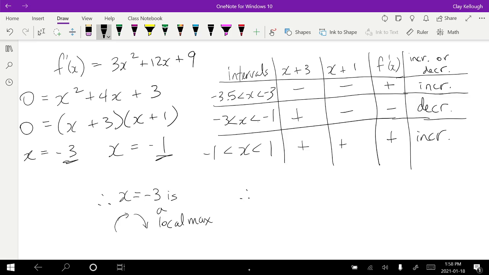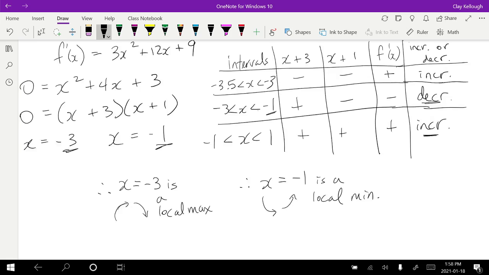And the other thing that we know is that when x is -1, on the left side of -1, right here, we are decreasing. And then on the right side, we're increasing again. So that means that is a local minimum. Okay, so now that I know that, I can actually find out what those points are.